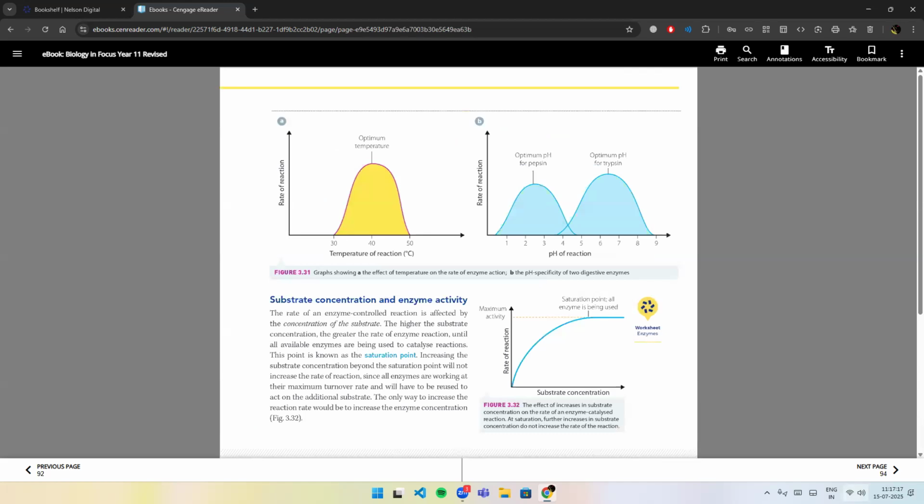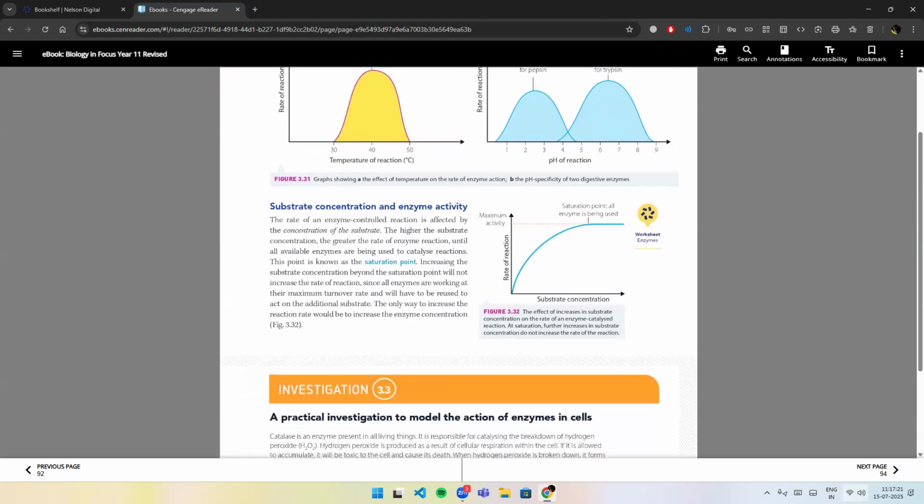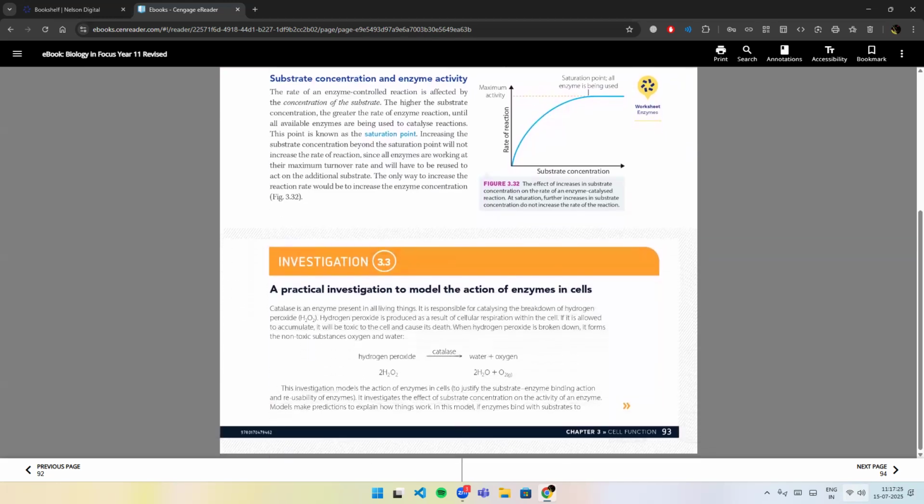Substrate concentration and enzyme activity. The rate of an enzyme-controlled reaction is affected by the concentration of the substrate. The higher the substrate concentration, the greater the rate of enzyme reaction until all available enzymes are being used to catalyze reactions. This point is called the saturation point.